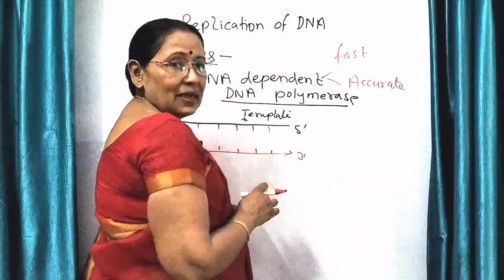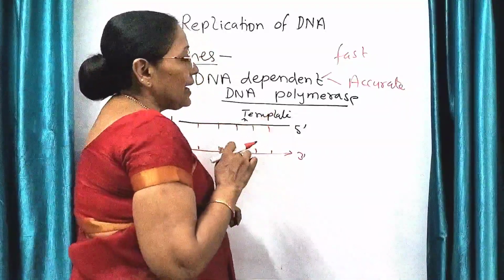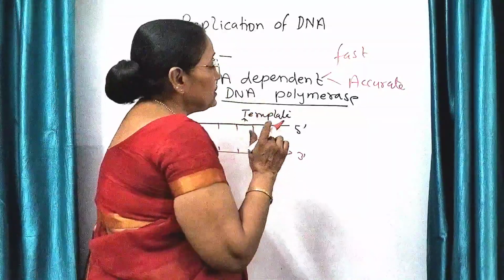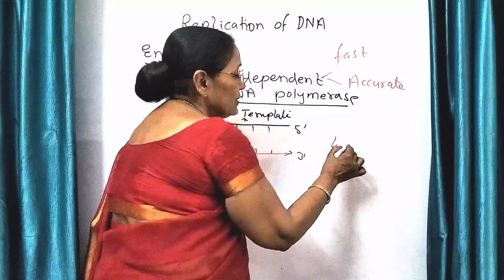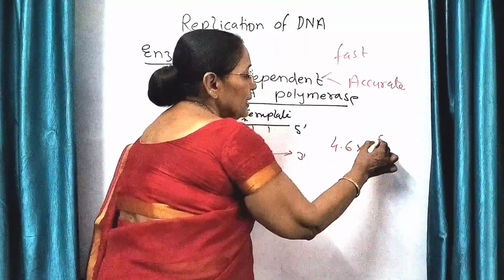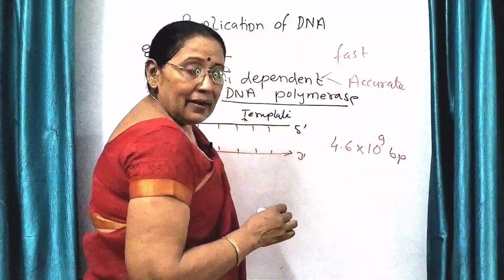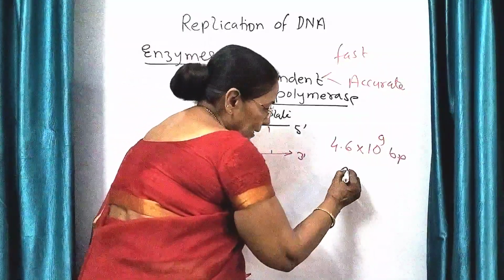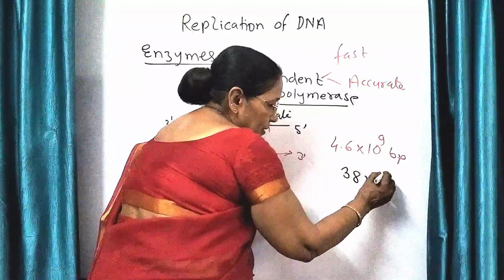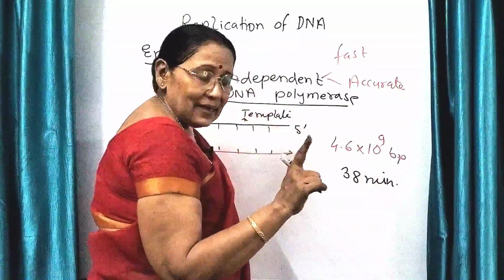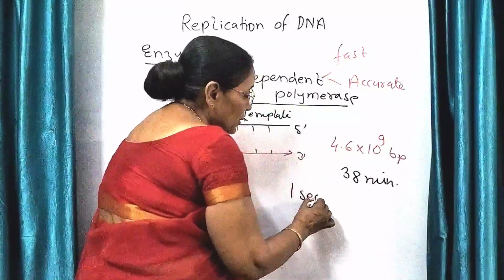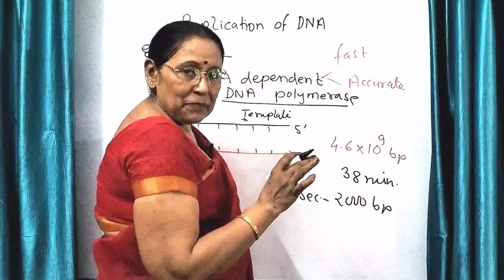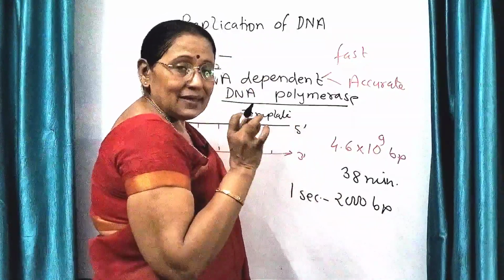It is very fast. How fast is it? You will get the idea that in E. coli, the number of nitrogen bases is 4.6 into 10 to the power 9. And the whole replication is completed in 38 minutes. That means in just 1 second, 2000 base pairs are polymerized. 2000 base pairs just in a second.